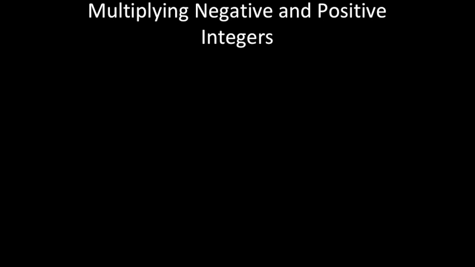Let's say we multiply a negative integer and a positive integer. A negative integer times a positive integer is always a negative answer. So your answer is always negative. Even if you had it backward, if you had a positive times a negative, it's still going to be negative. Whenever one of the signs is negative, your answer is always going to be negative when you multiply integers.